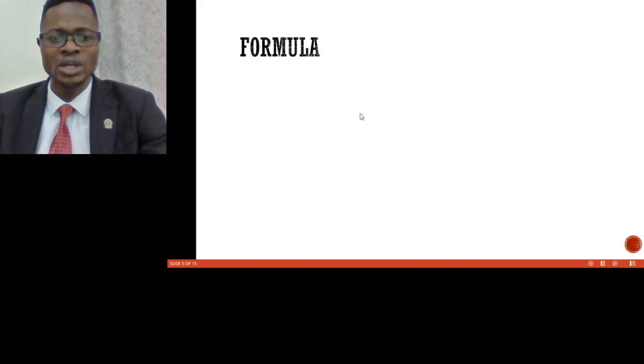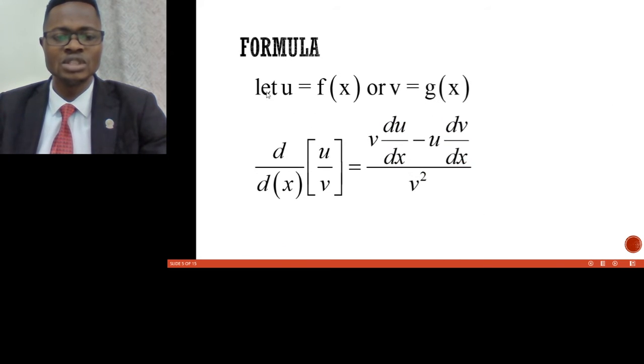Another way of saying this is, let u be our f of x and v be our g of x, so that d by dx of u divided by v will be v du by dx minus u dv by dx, all divided by v squared.